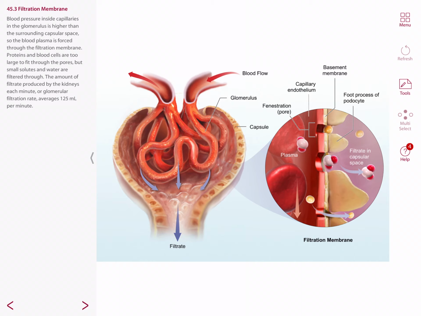Now, I don't have a good analogy of what that would be, but let's see if Google has something. So 125 mil, let's see what that looks like. If Google has any pictures of that, it looks like we're going to be about a large bottle of cologne or perfume. So it's doing that every minute.